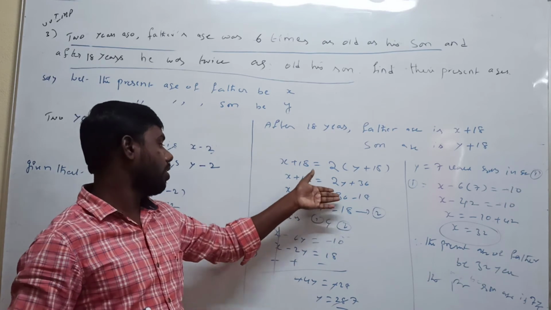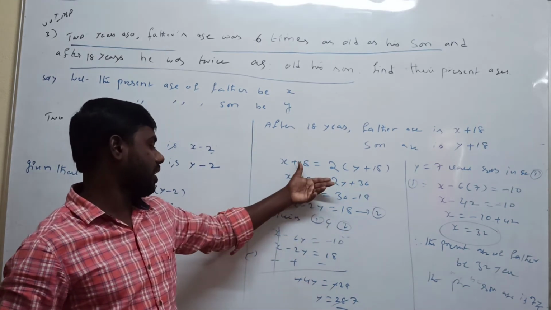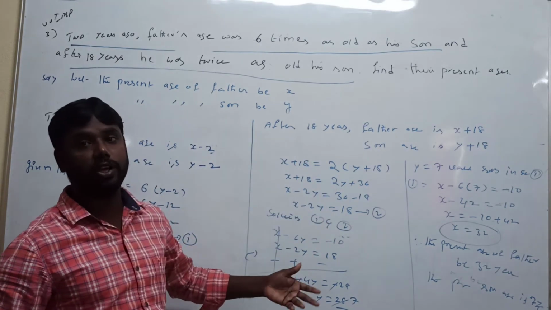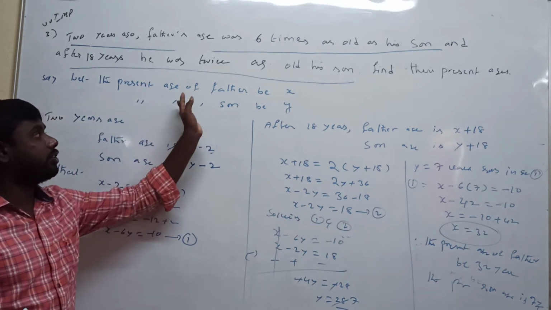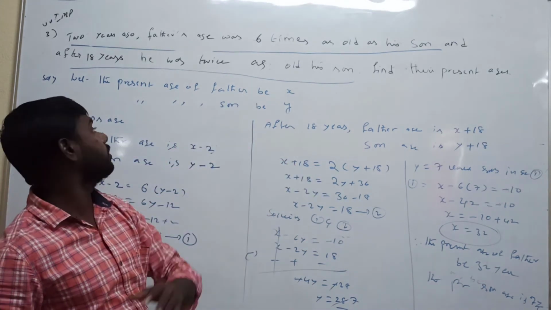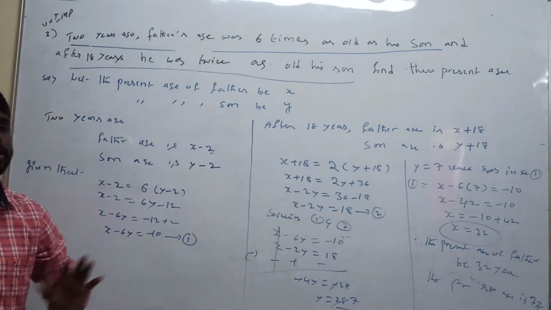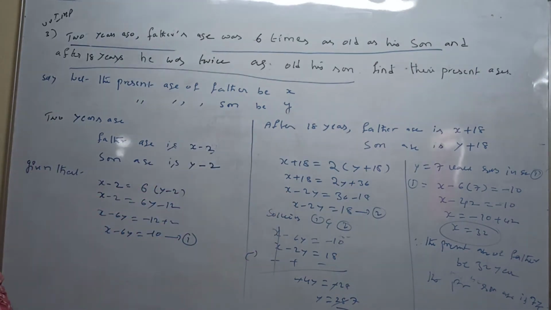That's why we are taking this, so we can find the equation. We get the y value, the y value of anyone if we get the x. We are assuming x, the present age of father, be 32 years. Next, the present age of the son be 7 years. Very important. You understood? Next question.